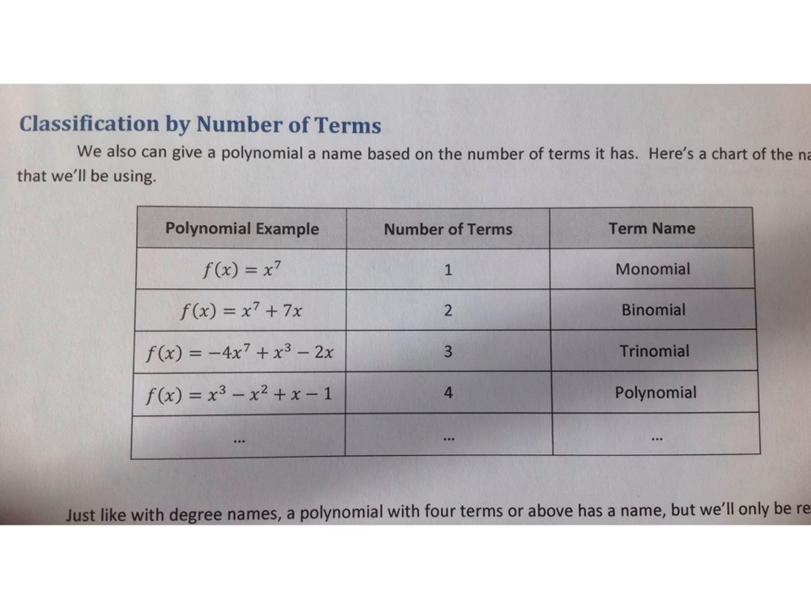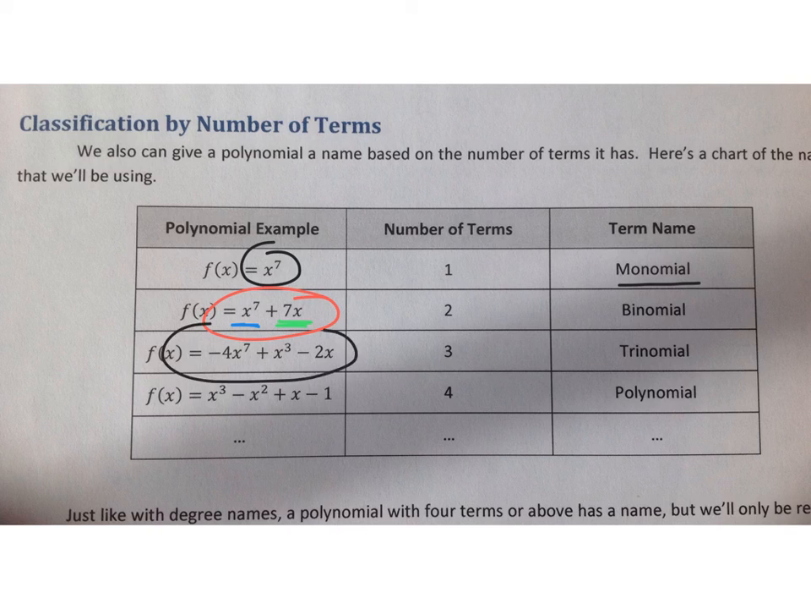So now we have classification by the number of terms. So this is the other way that we're going to call our polynomials. So right here, we have one term. So it's a monomial. Here we have two terms. X to the 7th is one term, and 7x is another term. Two terms, binomial.